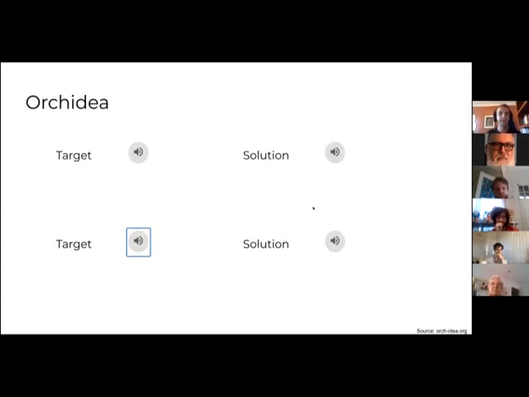Okay, so we take this obviously very inharmonic, more noisy sound, and we tell Orchidea to orchestrate it, and this is the solution.